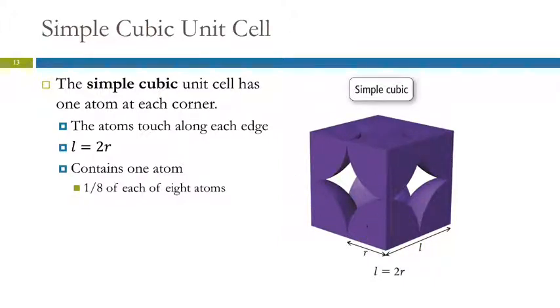In this unit cell, each of these corners is 1/8 of an atom. Right? This is 1/8 of an atom, 1/8, 1/8, 1/8. So we have 8/8 of atoms, right? So if you took these pieces and assembled them together, you'd have one atom. Does that make sense? So a cubic unit cell contains one atom, but it's divided up.